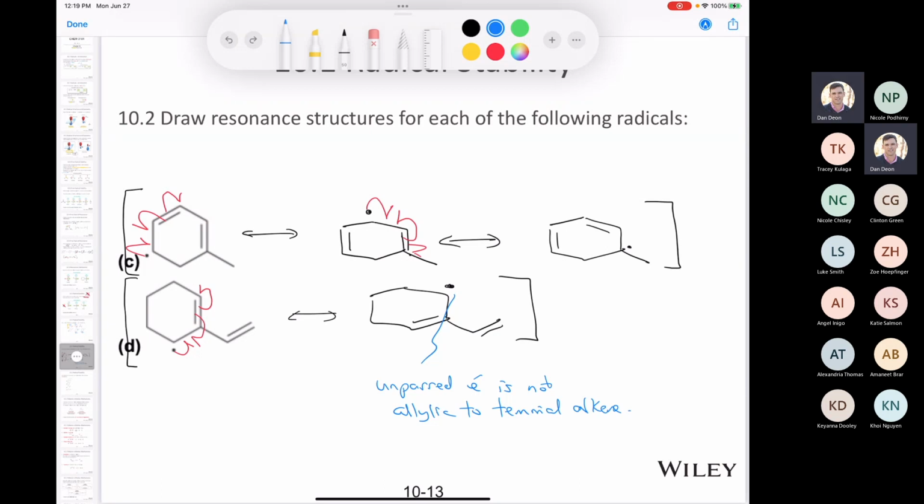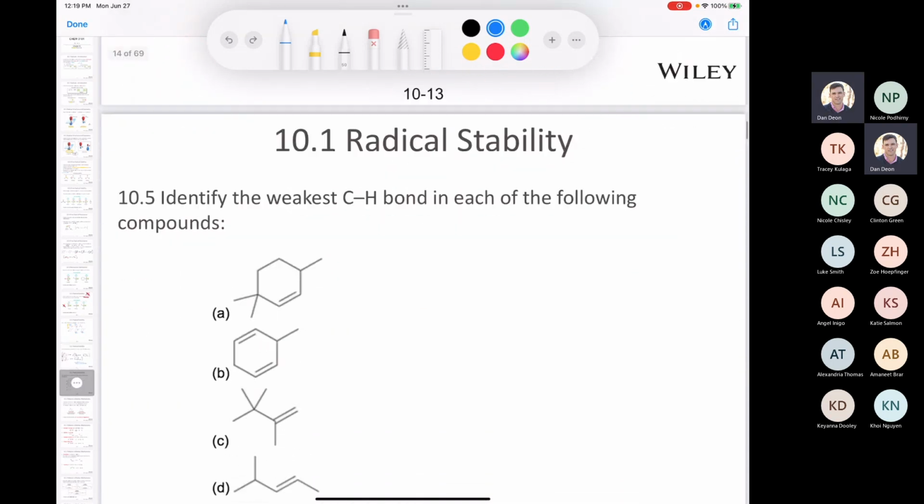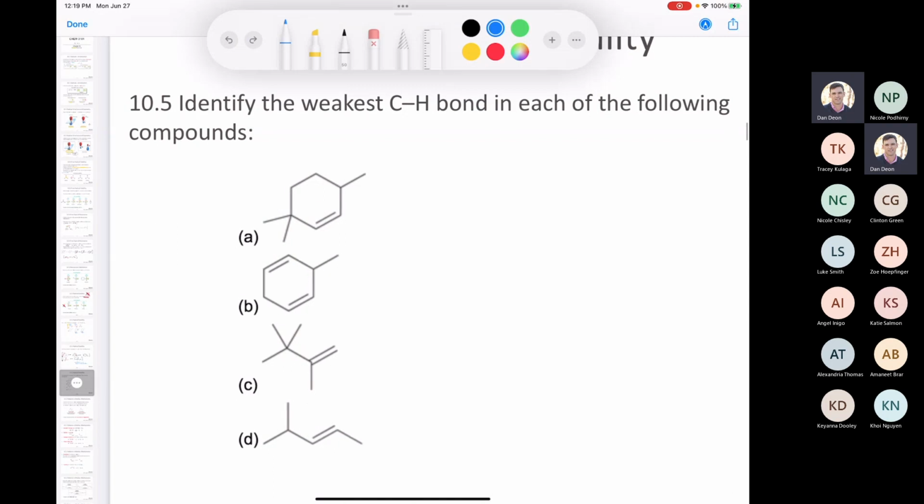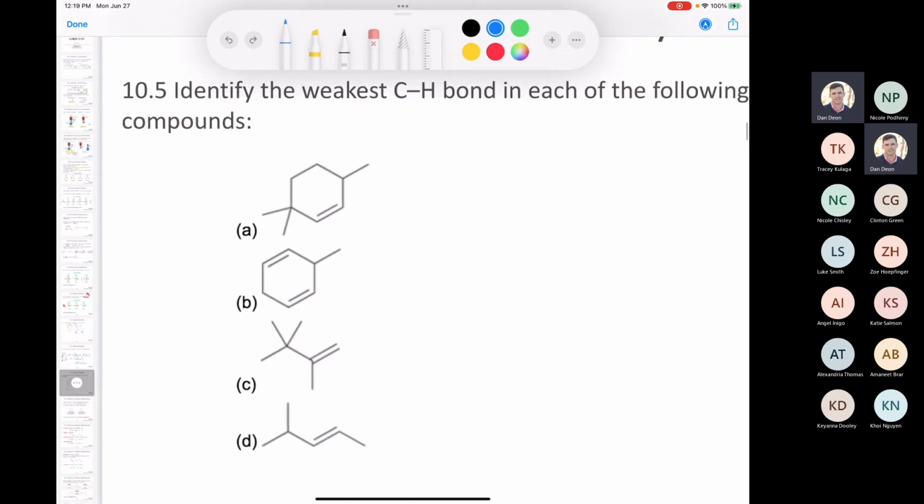Let's try one more. Here we go. This one's kind of an interesting question. It just says identify the weakest bond. You are the weakest bond. I couldn't help myself. Let me just highlight a couple of protons here. What if I put this proton in red, and I put this proton in blue, and I put, I don't know, I'll put this proton in green.